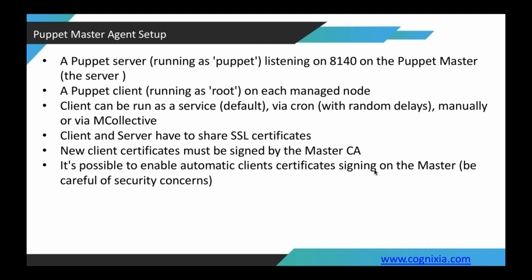Okay, and I already covered the SSL certificates, which the Puppet master has to accept from the Puppet agent in order for the communication to start between the Puppet master and the Puppet agent. Whenever it accepts, it's known as the signing of the certificate. Like it signs the certificate, it accepts. It also supports automatically accepting client certificates on the master if required.